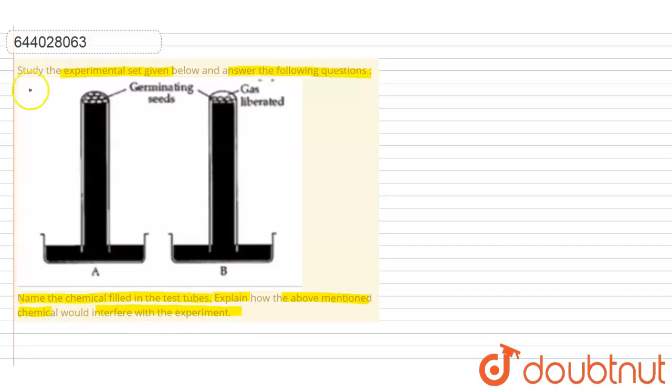So here in this diagram, as we can see, there are two setups. The first setup is labeled as A and the second setup is labeled as B. Now in the setup, it has a petri dish or a beaker and a test tube. The test tube is filled with a chemical and we have to tell what is the black colored chemical here. And both the setups have germinating seeds, but only the B setup has a gas liberated.